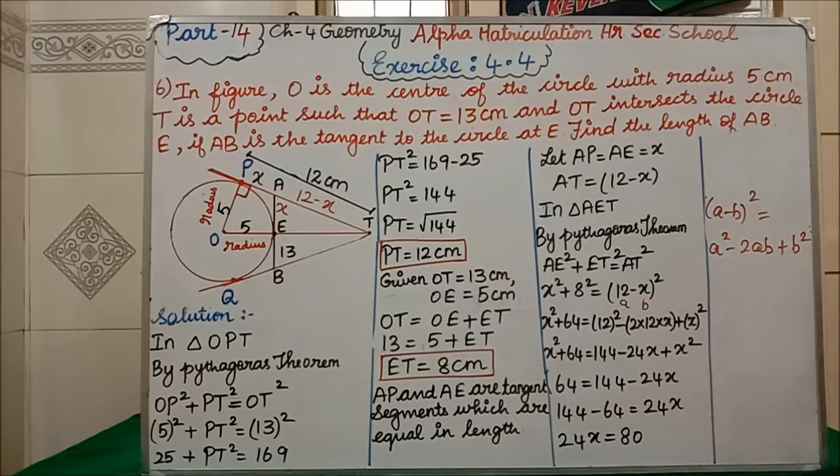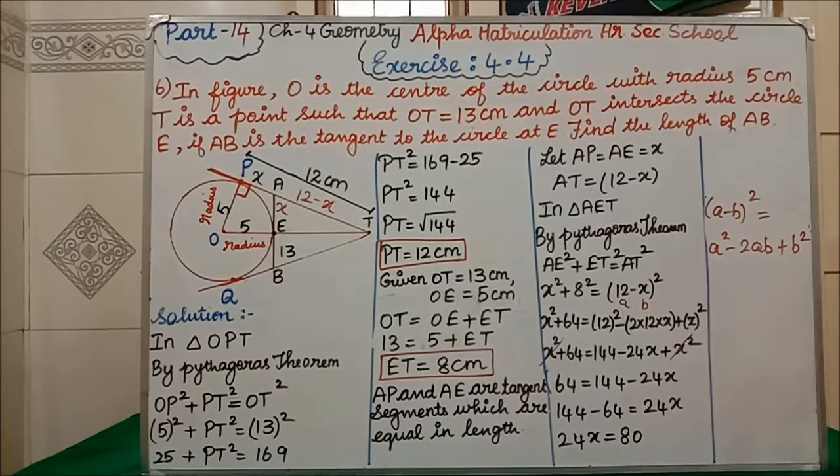Next step. Then 12 square is what? 144. 2 12s are what? 24x. Plus x the whole square is x square. The next step, here also before equal to here also we are having x square. After equal to here also we are having x square. This x square if goes that side it will become minus x square. So positive x square and minus x square will get cancelled.